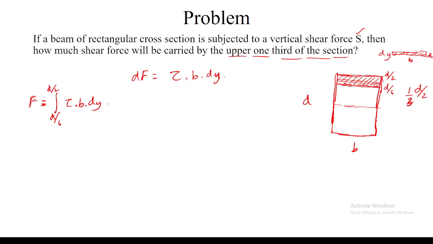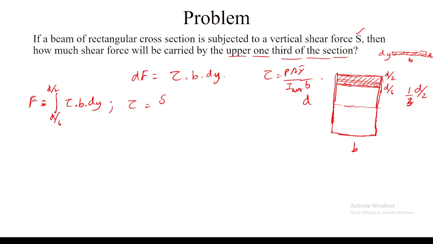And what will be the value of tau here? Shear force into area. What is the area of this hatched portion? b dy. Yes, that is b dy, whereas here tau is equal to P A y bar divided by I NA into b, right? Yes or not? So here the area will be b into D by 3.